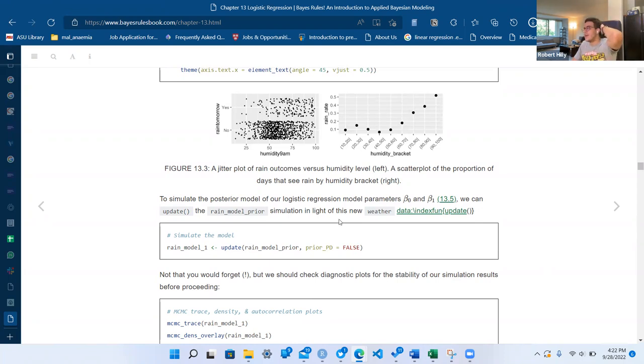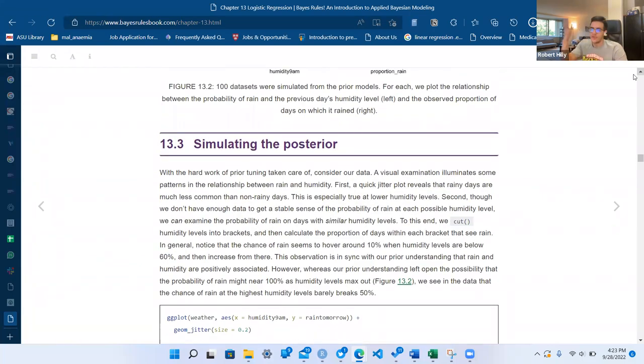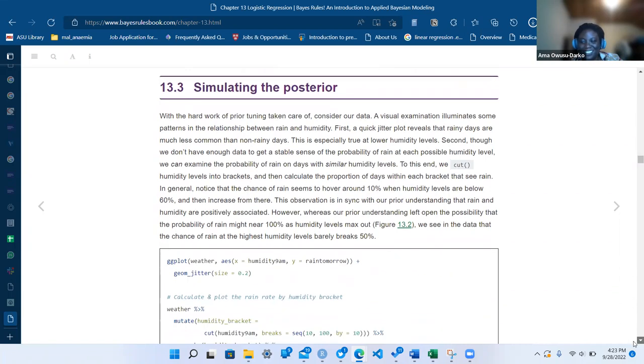I think it's another way of looking at it. Our choice of priors implies something about the data we're interested in before seeing it, and then we look at the actual data to see if that makes sense. They're saying this observation is in sync with our prior understanding that rain and humidity are positively associated. However, whereas our prior understanding left open the possibility that the probability of rain might near 100% as humidity levels max out, in this data the chance of rain at the highest humidity levels barely breaks 50%. Which is incongruent, right? If it's 100% humidity... Yeah, I mean, it could be. In real life, when you measure 100% humidity, it should rain.